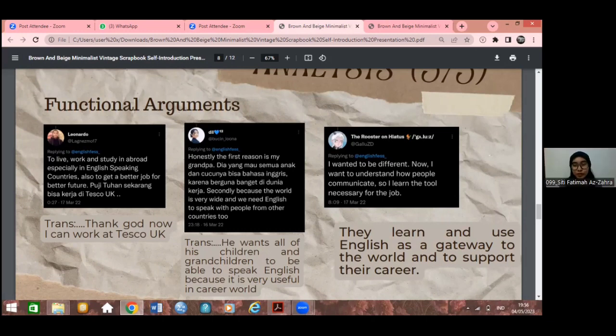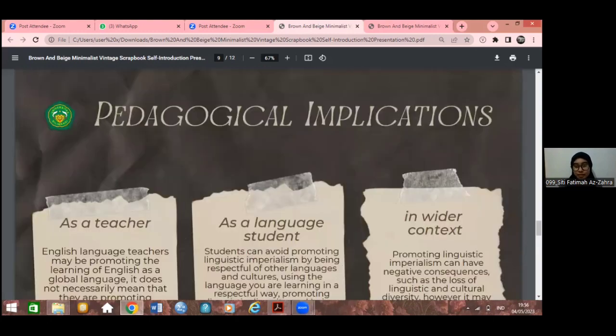Thank you, Silva, for a very great explanation. And after we know the cases and we analyze that, we have to know about the impact of language imperialism. And this subtopic will be presented by Syahdina. To Syahdina, the stage is yours.